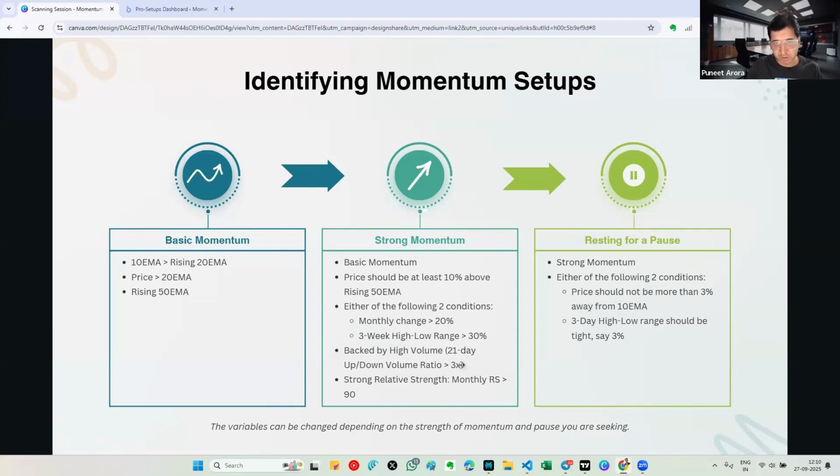It should be backed by high volume. So we are saying that in the last 21 days, including the pause, the up-down volume ratio should be more than 3 times, 3x.